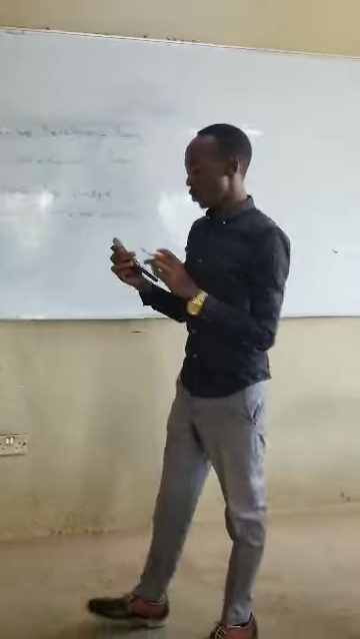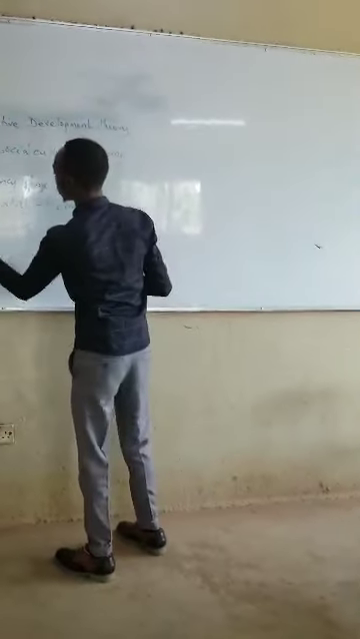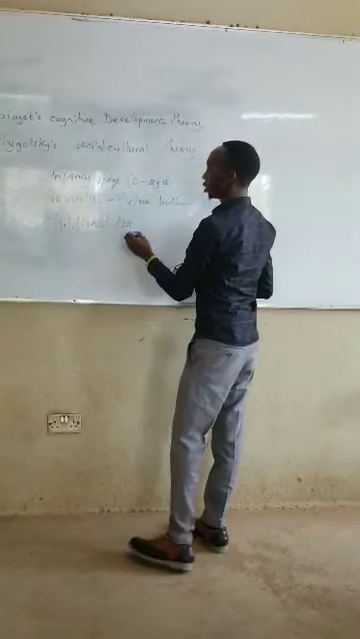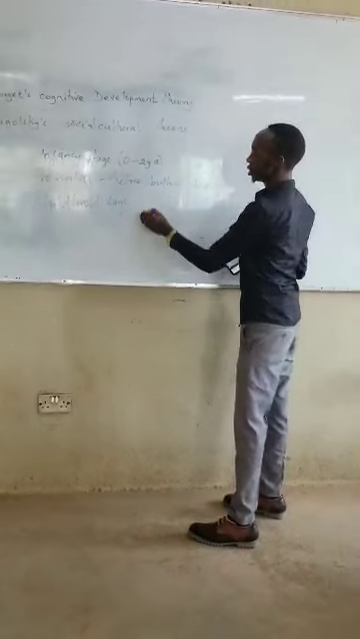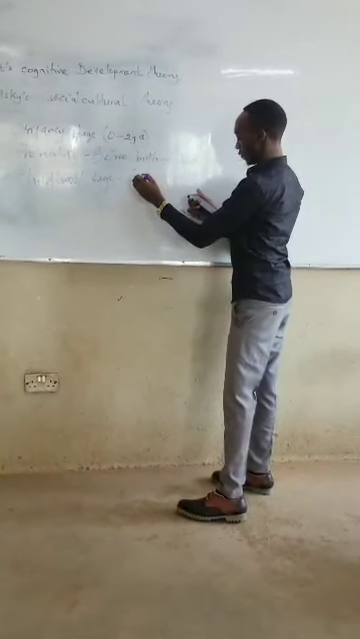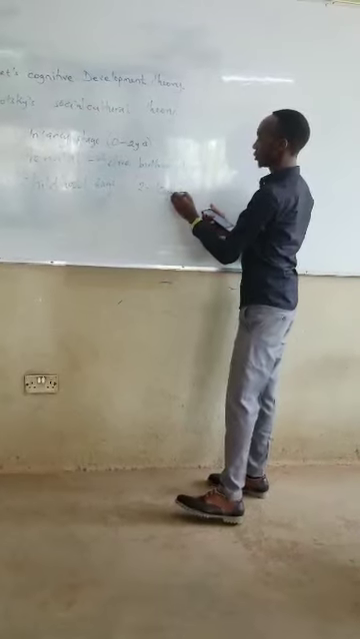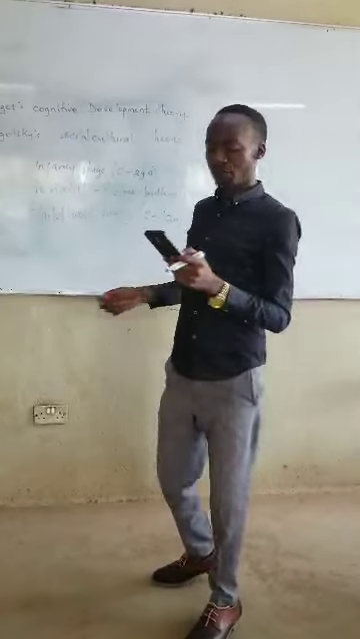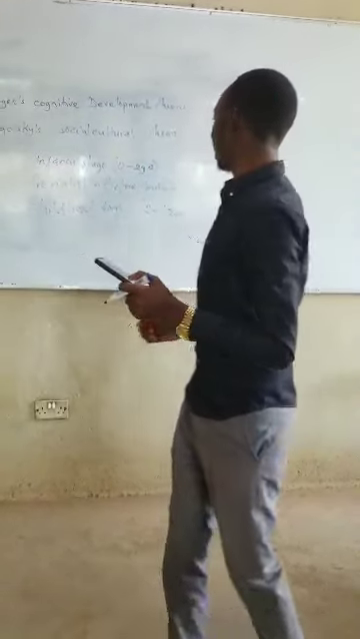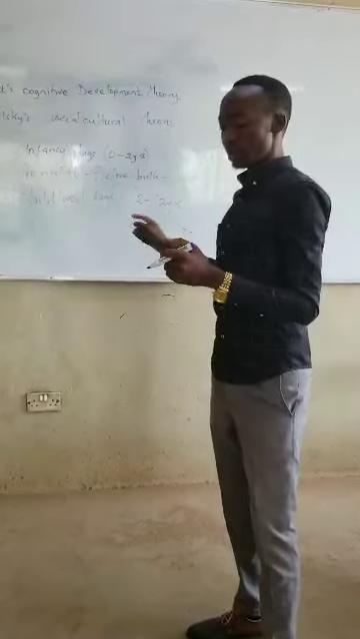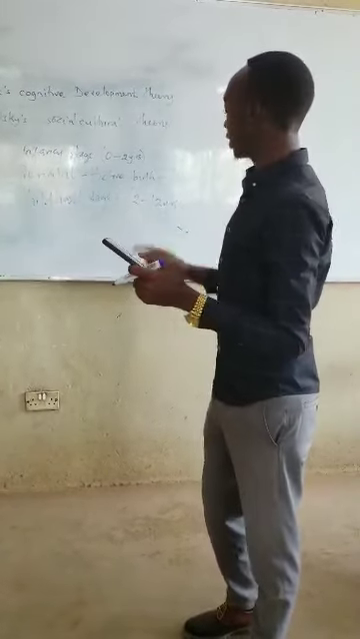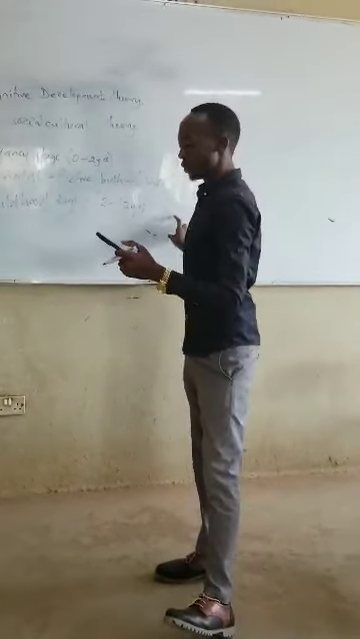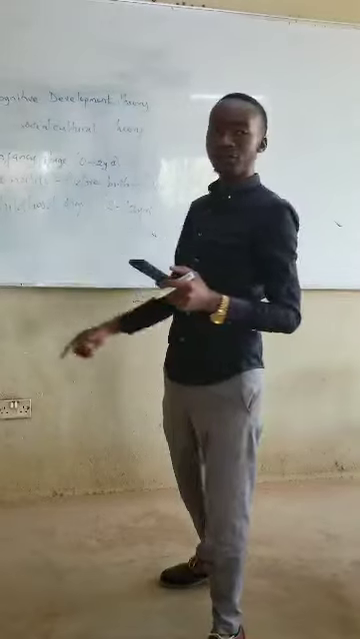We also have the childhood stage, ranging from 2 to 12 years. Then we also have the adolescent stage from 12 to 19. The next one is the adult stage, that is from 19 to 25. Then the old stage from 55 and above.